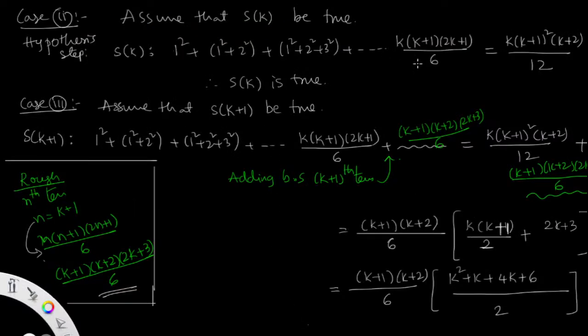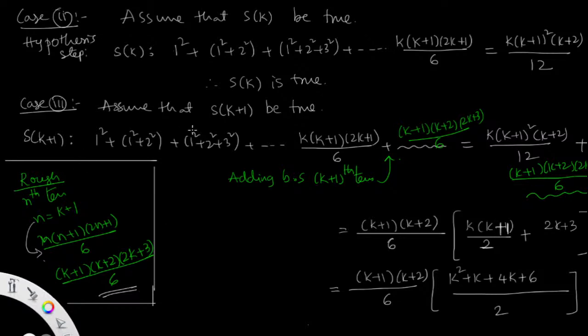Next, n equal to k: k into k plus 1 into k plus 2 by 6, and then equal to, in the place of n, we write k: k into k plus 1 whole square into k plus 2 by 12. Therefore, S of k is true. Similarly, S of k plus 1 is true.